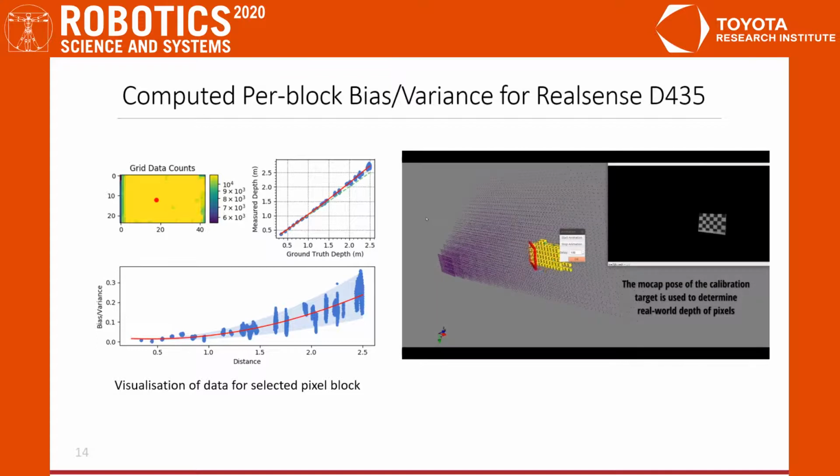Now we briefly detail how we incorporate learned sensor noise characteristics within the framework. Motivated by prior work, we regress quadratic polynomials for sensor depth bias and variance per 20 by 20 pixel block of the depth sensor. This is done using a motion capture arena and a standard calibration board where for each unique pose we accumulate ground truth depth and measured depths.